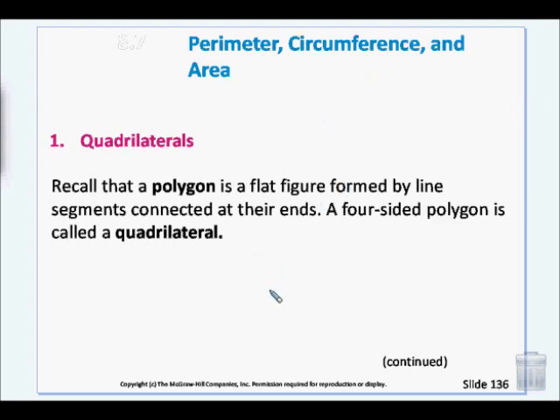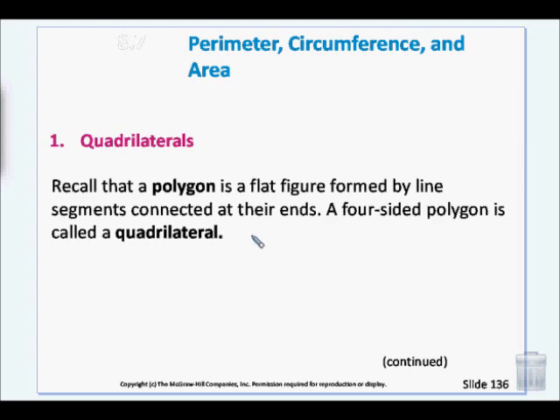So here's the definition of a quadrilateral. It's a flat figure, not 3-dimensional, flat, 2-dimensional, formed by line segments connected at their ends, and that's a polygon. So if I drew something like this, it is not a polygon because it doesn't connect at the ends. It has to connect on the ends. And it doesn't matter, I could draw all kinds of weird shapes, as long as it connects on the ends, it's a polygon. I mean, it has a name, but you know. A quadrilateral is just any 4-sided figure.